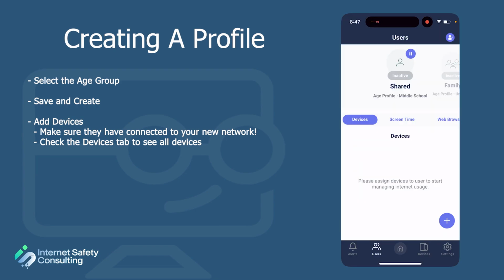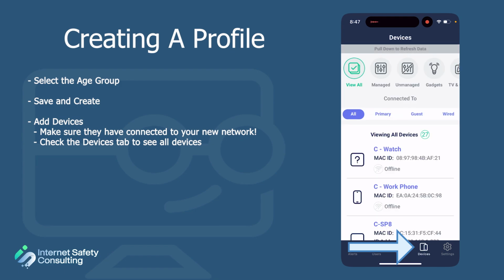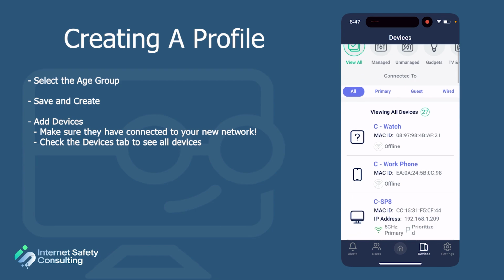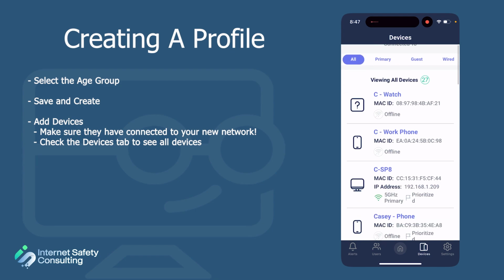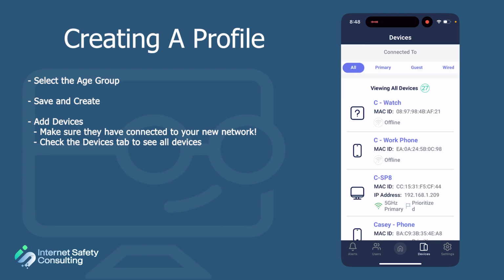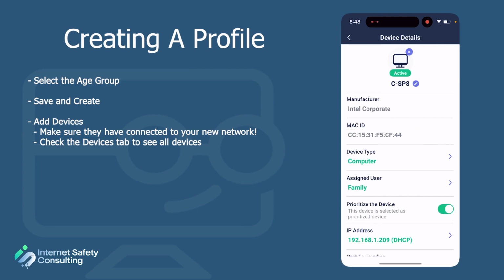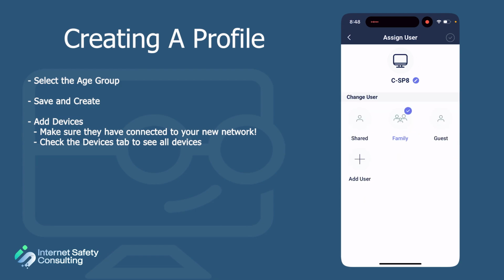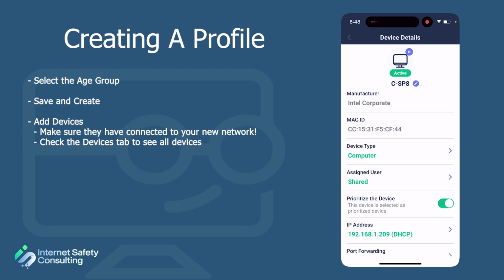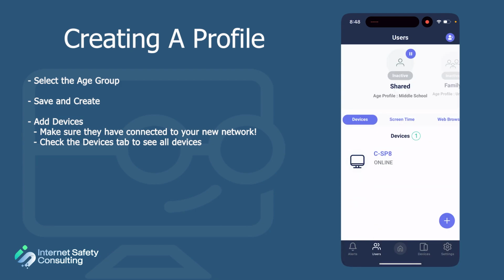If you still don't see it, go ahead and click the Devices tab on the bottom of the screen. Here you can look at all the devices connected to your network and select which user they're assigned to. So if I want my Surface Pro laptop changed, instead of to the assigned user of family, to the shared profile, I can do that just by clicking it and then clicking the check mark after assigning it to the new user. So back on our user screen, we can now see the Surface Pro laptop in our shared profile.